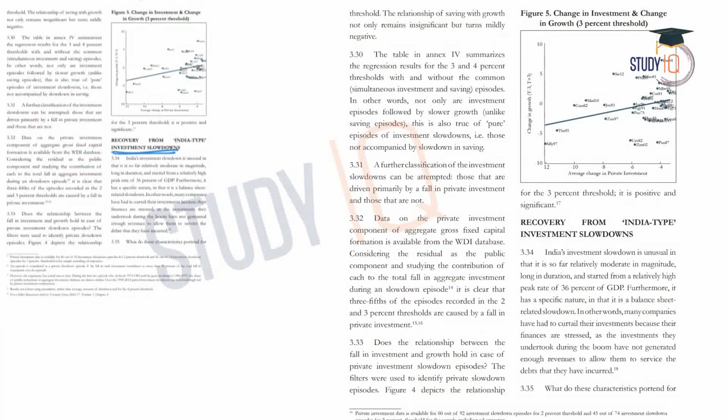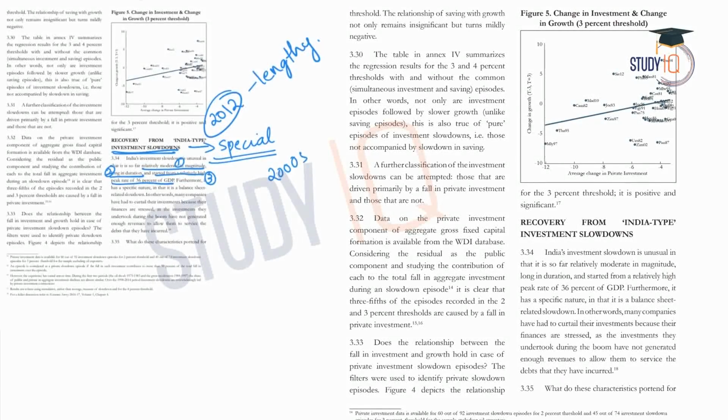Now, let us analyze the investment slowdowns. As we have already discussed, the case of India is special. The Indian example of investment slowdown has been special. We cannot draw patterns from other cases. First of all, it is unusual because it is fairly moderate in magnitude. What is the reason? We have said that the slowdown has been gradual, and that is the reason the magnitude has been moderate. And second, it is long in duration. India has been experiencing an investment slowdown since 2012. And thirdly, it started from a relatively high peak rate of 38% of GDP. During the mid-2000s, India was experiencing historic high investment and savings. This led to higher GDP in the country. From this peak point, we have fallen down. So these are the three specialities.